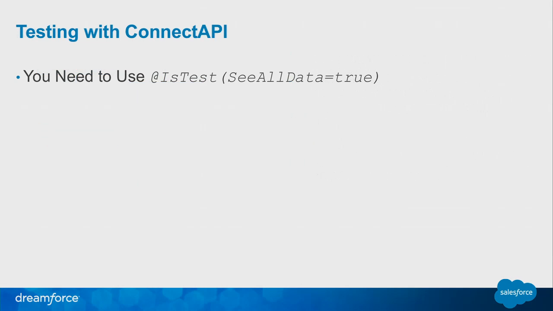Okay. So, one bit that may surprise you, for the most part with the ConnectAPI, you have to set SeeAllData equals true. I don't know if that's going to change at some point. It's not something I'm personally thrilled about, but you will often find it because of just the nature of the ConnectAPI.